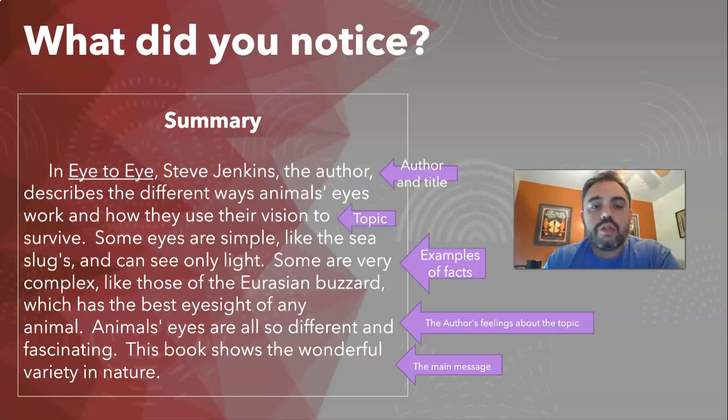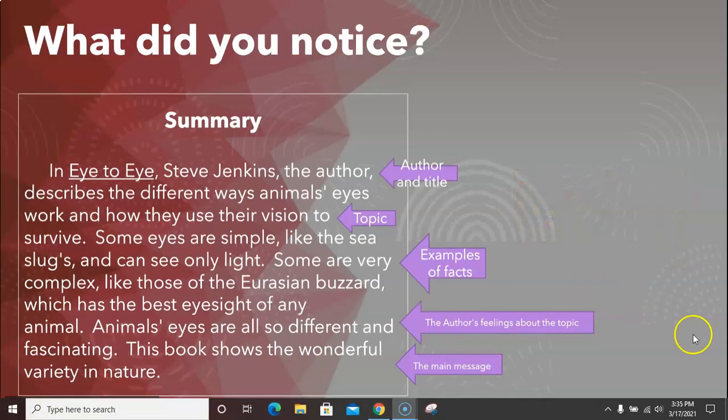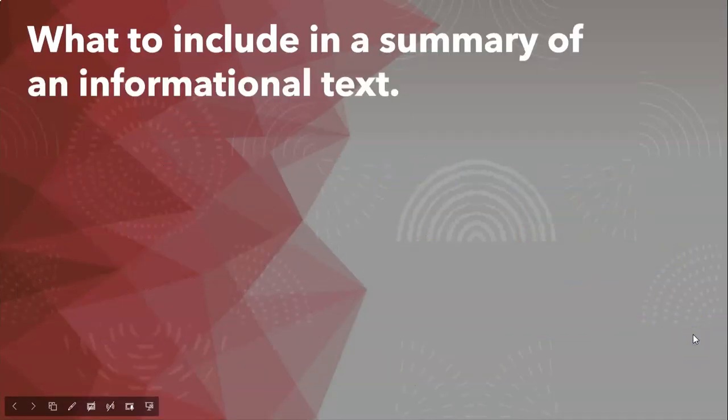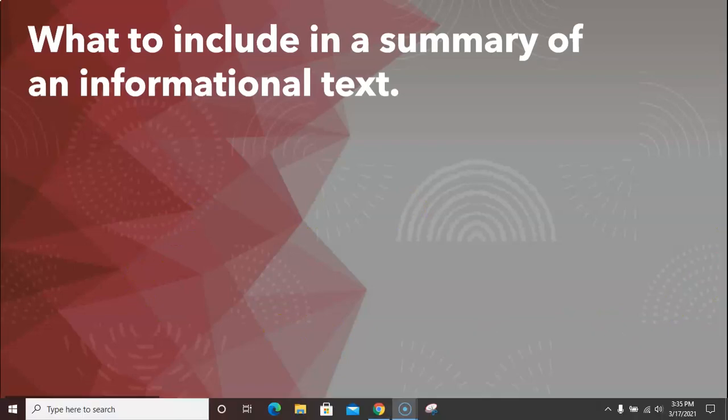Okay? So this is a pretty good idea about what to include, but you never know. So let me give you a checklist. What to include in the summary of an informational text. These are a little bit different than summarizing a story. So here are some things that we always want to include when giving that summary of informational text.